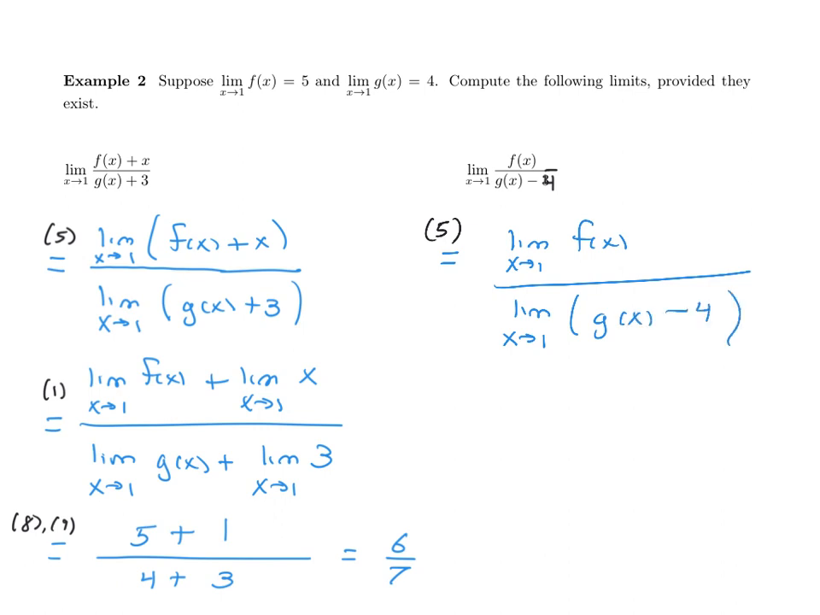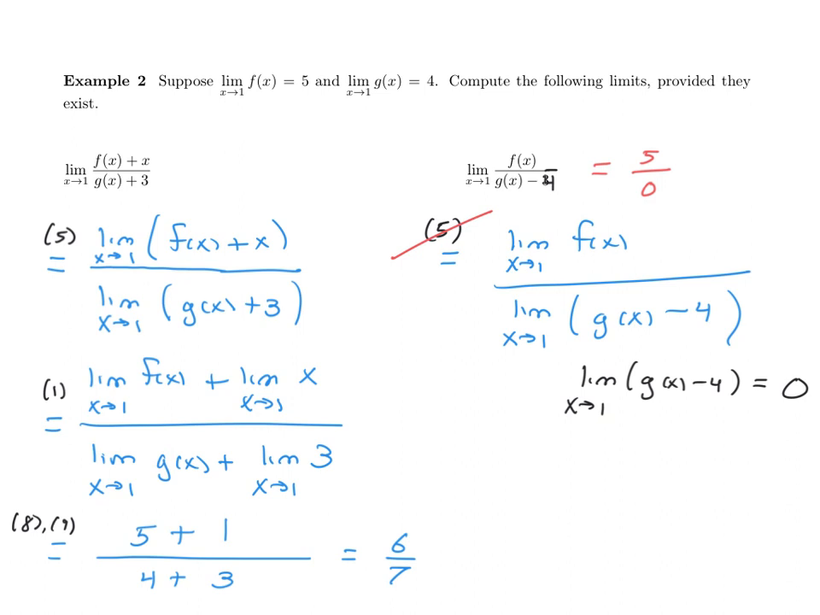But actually, unfortunately, the fifth limit law does not apply. You can't go from this first step to the second step. And the reason is the denominator, if you look at the limit as x approaches 1 of g of x minus 4, that's going to be equal to 4 minus 4, which is 0. So your denominator cannot equal 0. In fact, if you examine this fraction, as x approaches 1, this becomes 5 divided by 0. That is a number that does not exist.